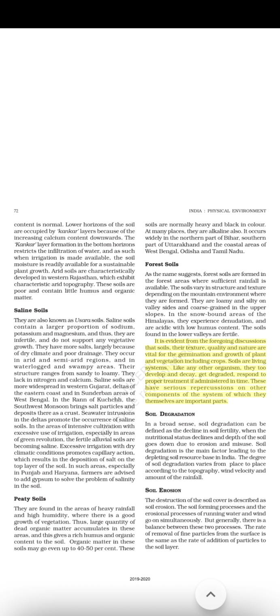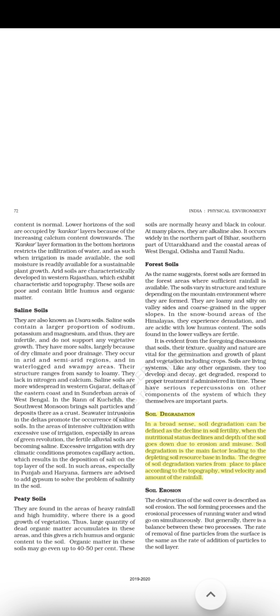It is evident from the foregoing discussions that soils, their texture, quality, and nature are vital for the germination and growth of plants and vegetation, including crops. Soils are living systems. Like any other organism, they too develop and decay, get degraded, and respond to proper treatment if administered in time. These have serious repercussions on other components of the system of which they themselves are important parts. Soil degradation. In a broad sense, soil degradation can be defined as the decline in soil fertility, when the nutritional status declines and depth of the soil goes down due to erosion and misuse.